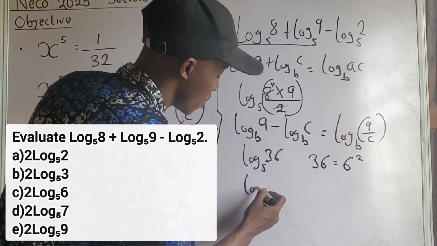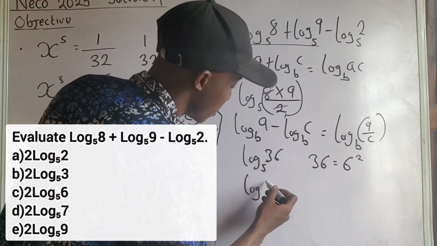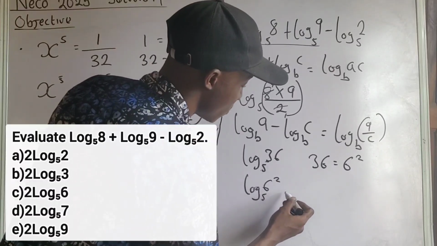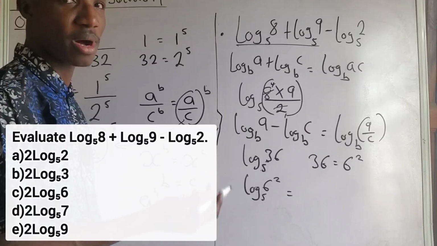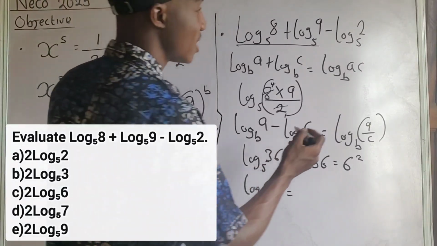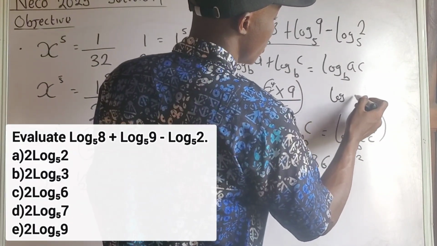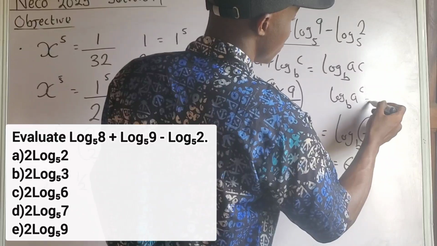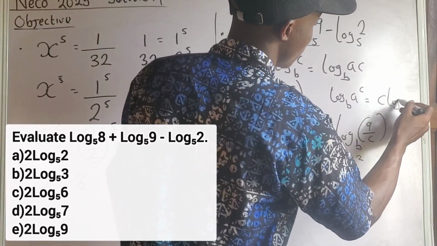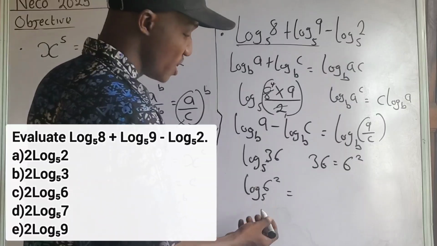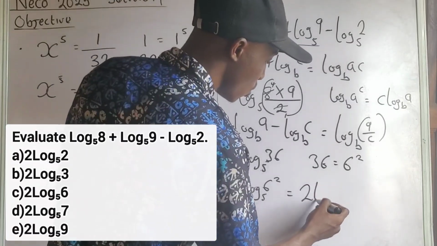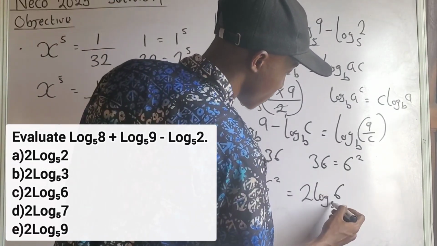So I'm going to have log 6 raised to the power of 2 base 5, which will be equal to, now, the log of a power is the product of that power and the log, right? That is, if you have log a raised to the power of c base b, this is equal to c log a base b. Do you understand? So the same thing I'm going to do here. I'm going to have 2 log 6 base 5.